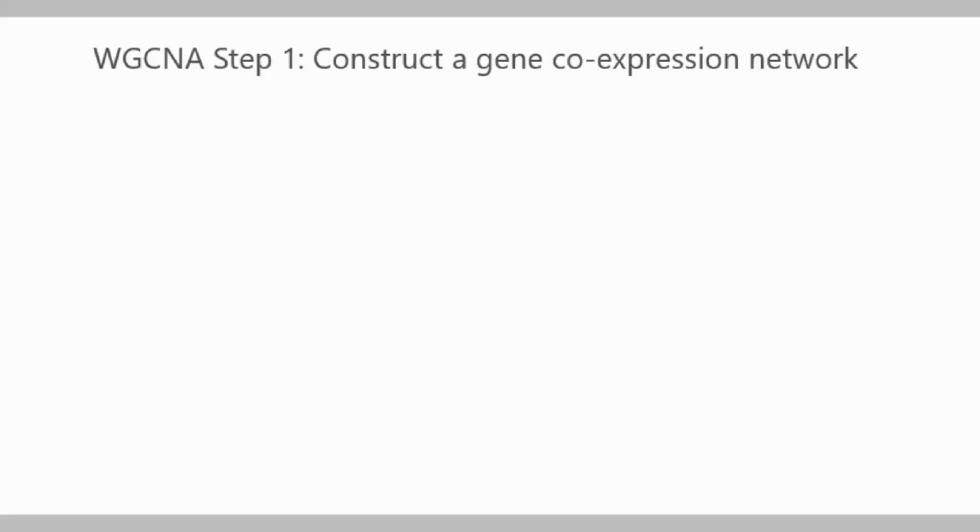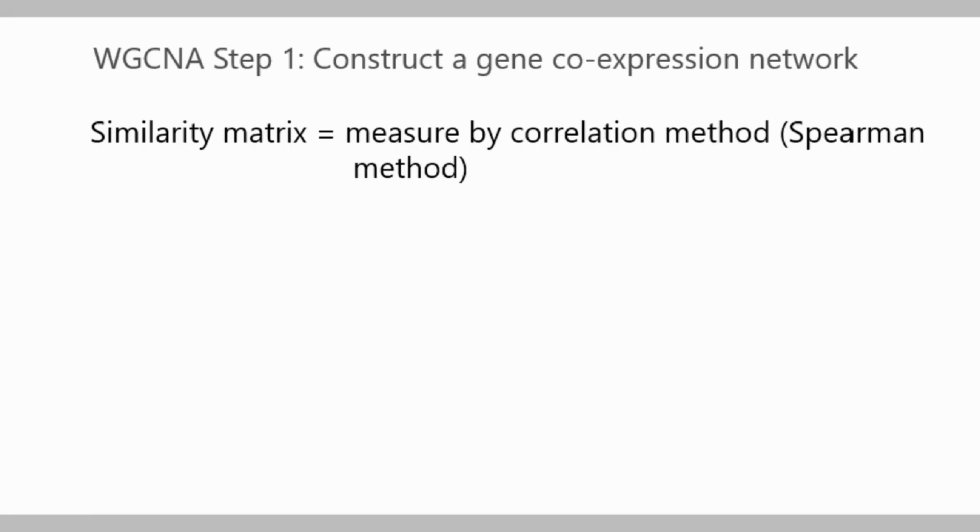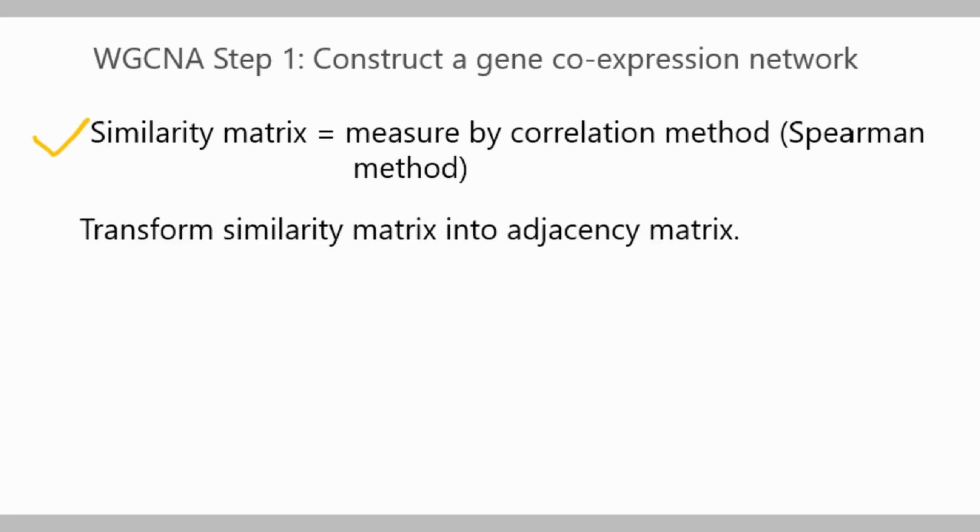To be able to construct a gene co-expression network, we have to be able to calculate the relationship between two genes. So first, we have to calculate a similarity metric among genes, with values ranging from -1 to 1, and this is a similar way to calculate correlation using a statistical method such as the Spearman method. Then the similarity matrix will be transformed into an adjacency matrix. This is to mathematically transform the matrix into a scale-free network.